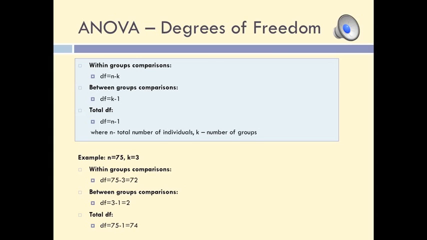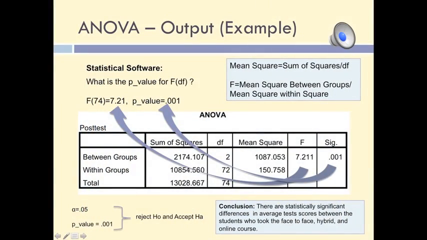You do not have to compute these yourselves, but it is important to know where these numbers are coming from when you're interpreting the output from statistical software. In our example, we have a sample of 75 students in 3 groups, so we should see in the computer output a DF of 72 for the within group comparisons, a DF of 2 for between group comparisons, and a total DF of 74.